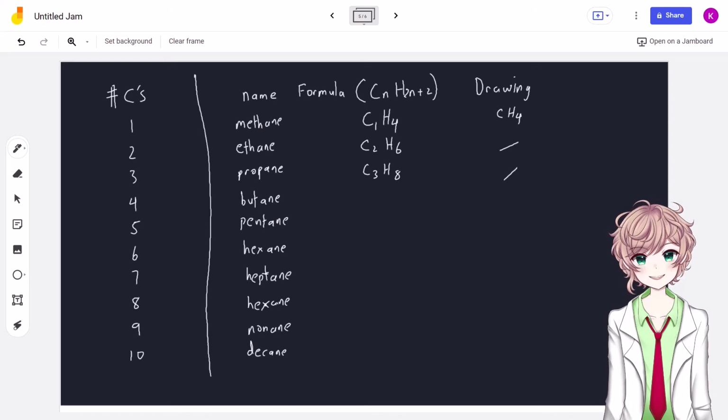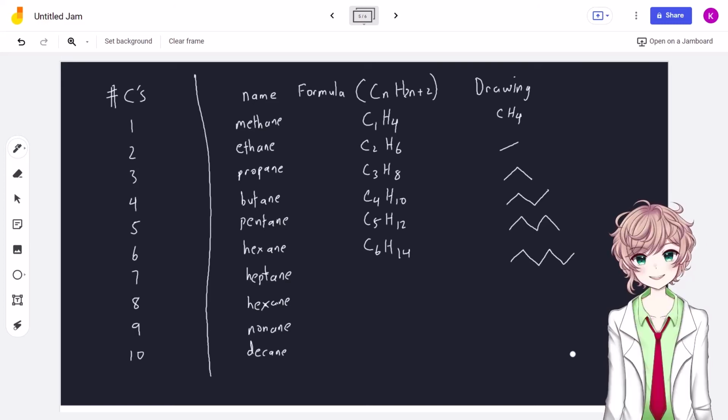And the drawing would be something like this. And so on. I'm just gonna try to speed run this. C5H12, and so on. 6 times 2, 12, 14. But you can see how the chain is getting longer and longer and longer.